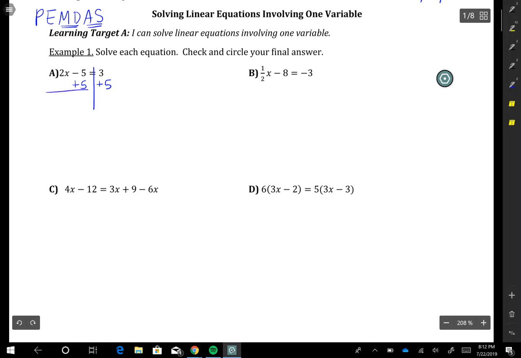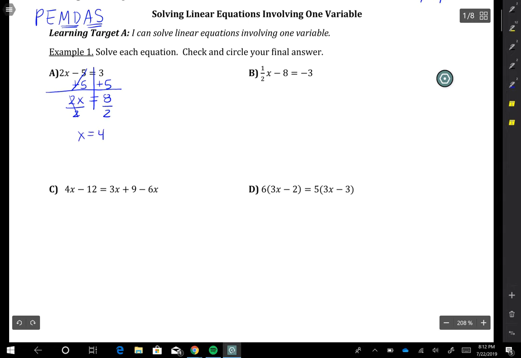And I put that line down the equal sign, so I make sure I do the same thing on both sides when I am doing opposite operations. So the negative 5 and positive 5 cancel, and I have 2x equals 3 plus 5, 8. Now I need to divide both sides by 2, and I have x equals 4.